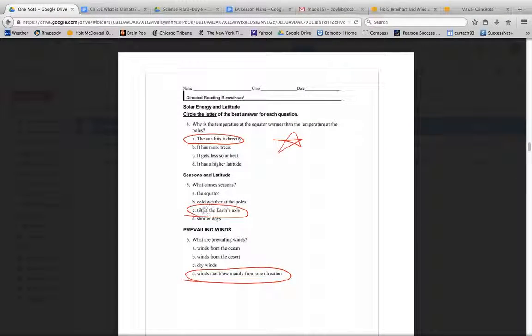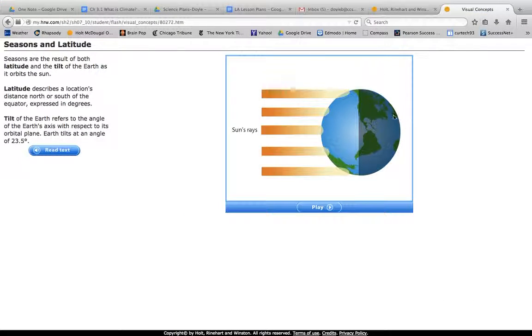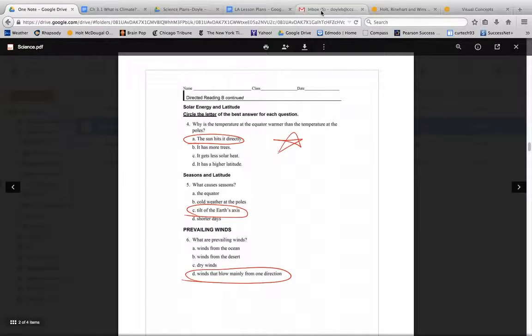5. What causes the seasons? It's the tilt of the Earth's axis. So the Earth is tilted. If you can't really see it here, well, maybe you can. The Earth is tilted this way. So here's North America. The North Pole is actually over here. It's not up here. It's actually here because the Earth is tilted like right through there. Okay? And that causes the seasons.